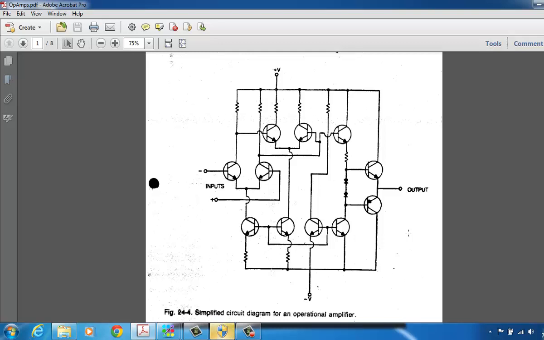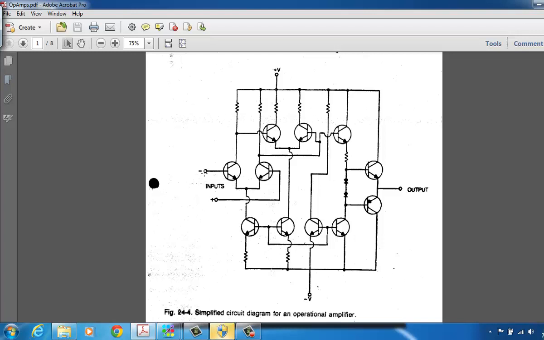Now, fortunately, in this class, we're not going to analyze this circuit down to a component level. We're just going to look at it more as a black box in our analysis. But I did want to point out a few things in this detailed diagram. First of all, notice that the operational amplifier does have two inputs, and one input is labeled with the minus and the other input is labeled with the plus.